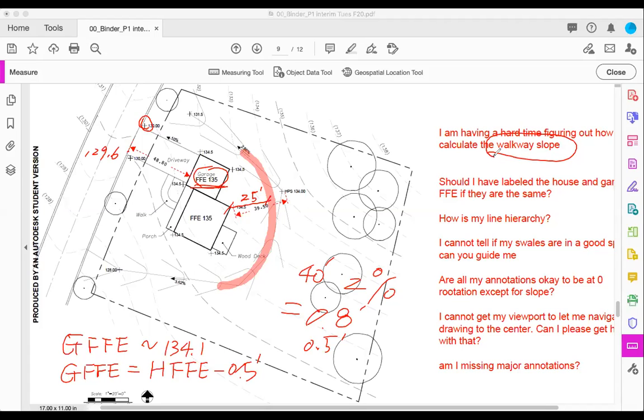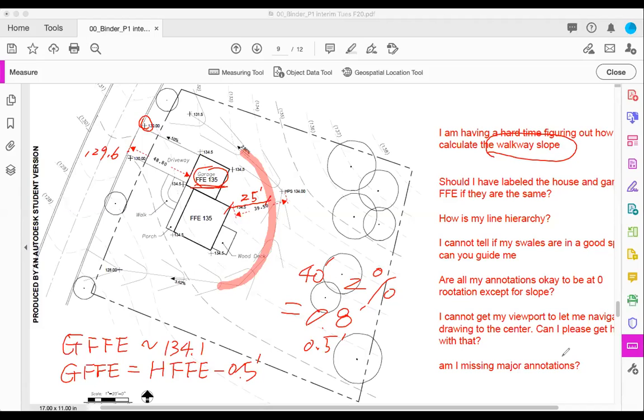I can't tell if my swales are in a good shape. Is that a good spacing or shape? I think it says spacing. Because you are at 2.9 and 3.6%, I think the spacing works. Annotation B0, this one we went through. You can align with the bottom of the page or the edge of the building. So that means they're okay the way they are? Yes.